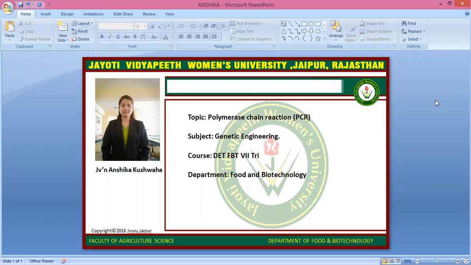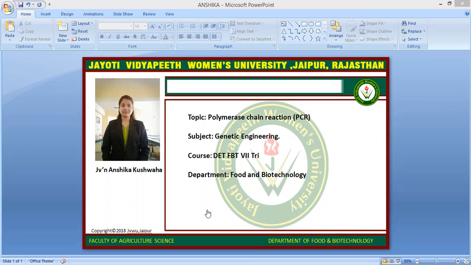Today's subject is genetic engineering and our session is polymerase chain reaction. So first of all, what is PCR? Polymerase chain reaction is a technique that takes a specific sequence of DNA of a small amount and amplifies it to be used for further testing. It is an in vitro technique.